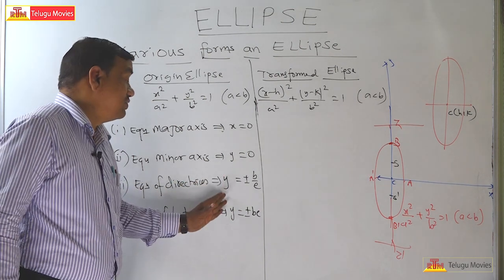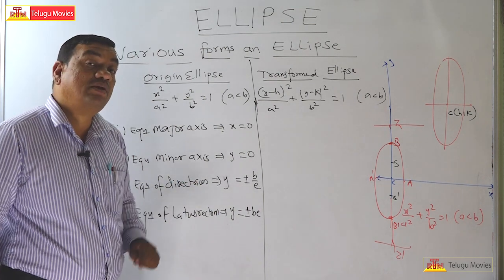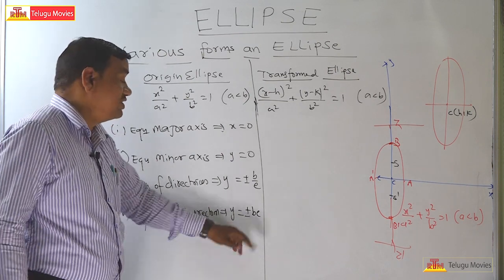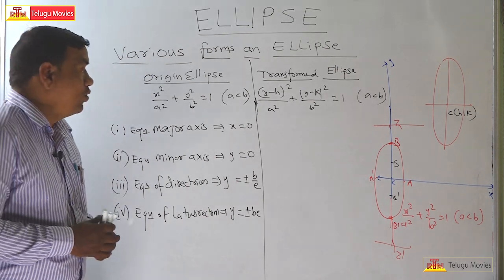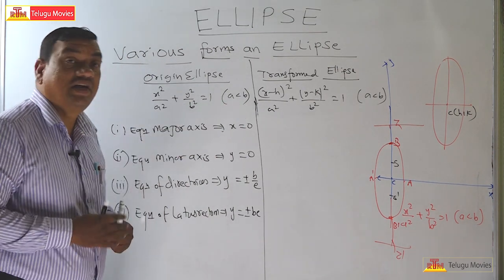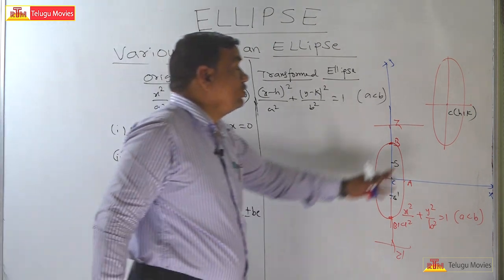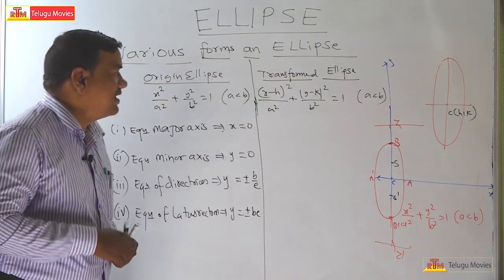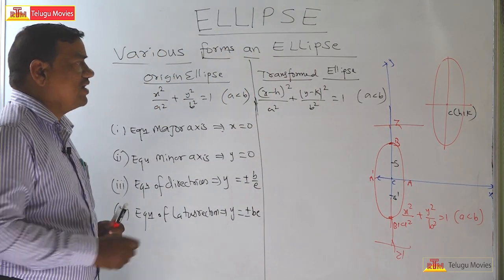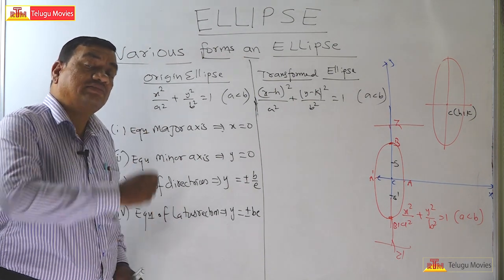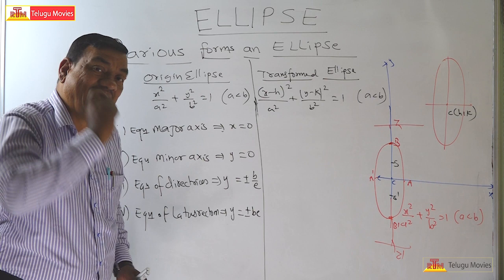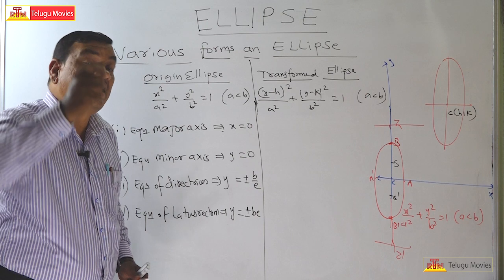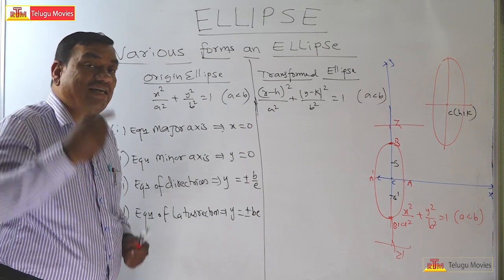The equation of the directrix is y is equal to plus or minus b by e. The equation of the latus rectum passes through the foci, that's why y is equal to plus or minus b e. Now, there is an increment. How to remember the formulas of this? (x minus h) whole square by a square plus (y minus k) whole square by b square is equal to 1, where a is less than b. If x is there, you add h. If y is there, you add k to the right side of the equation.